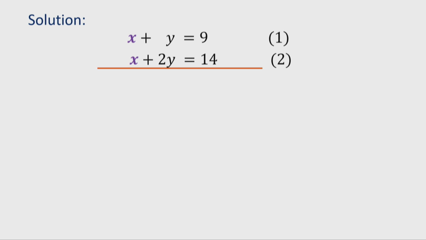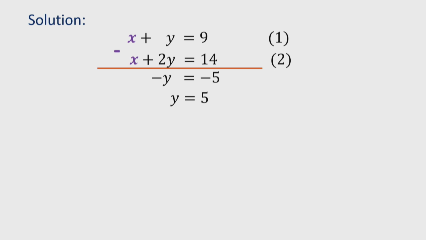So when we have same sign, we subtract. So what we're going to do now is x minus x, which will give me 0, y minus 2y, which is going to give me minus y, and 9 minus 14, which is equal to minus 5. So I get minus y equal to minus 5. I divide by negative 1 on both sides, and I get y equal to 5.